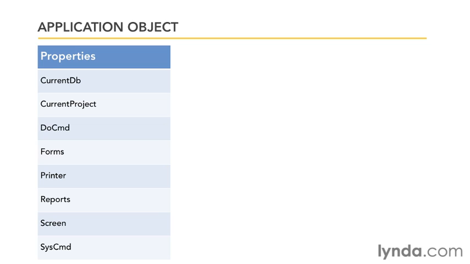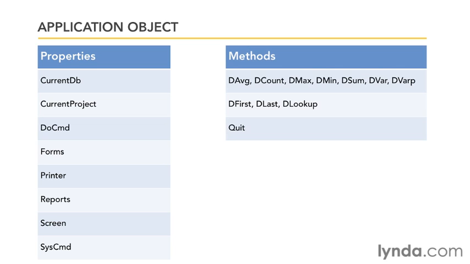Then you have the collections for forms and reports, and ways to work with the printer, the screen, and also SysCmd, which allows you to do things such as sound beeps and to show progress bars. Methods, or actions that you can take using the Application object, are calculating averages, counts, maximums, and so on within a table. Also, you can do a variety of lookup tasks, such as finding the first or last value that meets a criteria, or you can use DLookup to find values in one table field based on values in another field. And finally, if you want, you can quit Access.